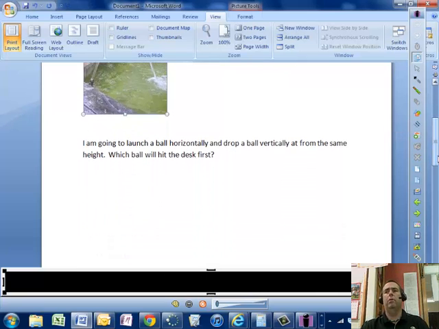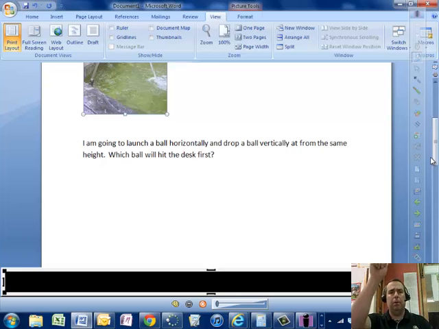What we're going to do is launch a ball horizontally. I'm going to have this apparatus sitting on my desk. It's spring-loaded, and it's going to shoot a ball horizontally. At the same time it shoots that ball horizontally, another ball is just going to drop vertically. And what I want you to do is come up with an idea of which projectile is going to hit the desk first.